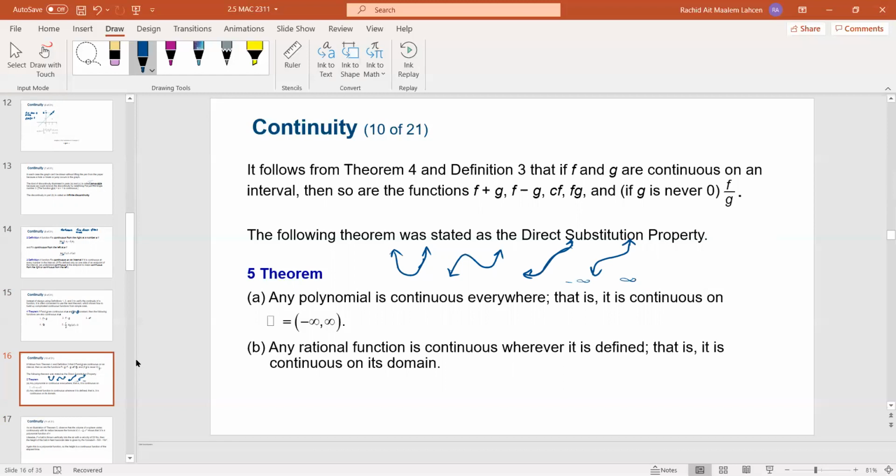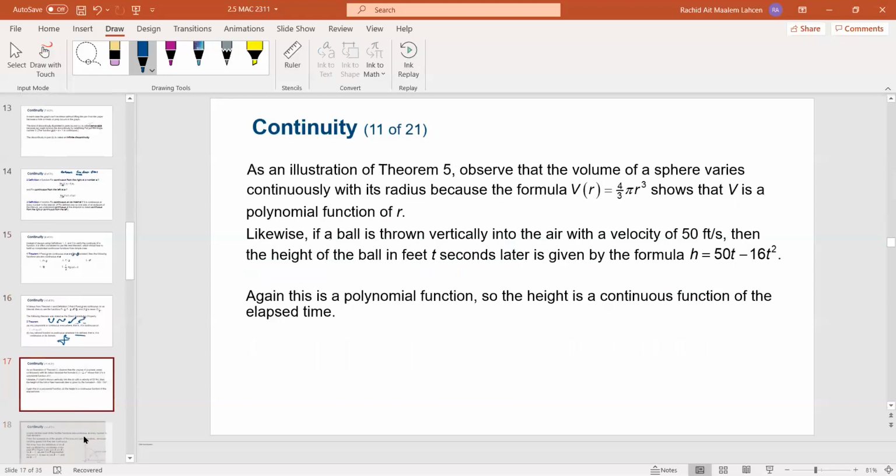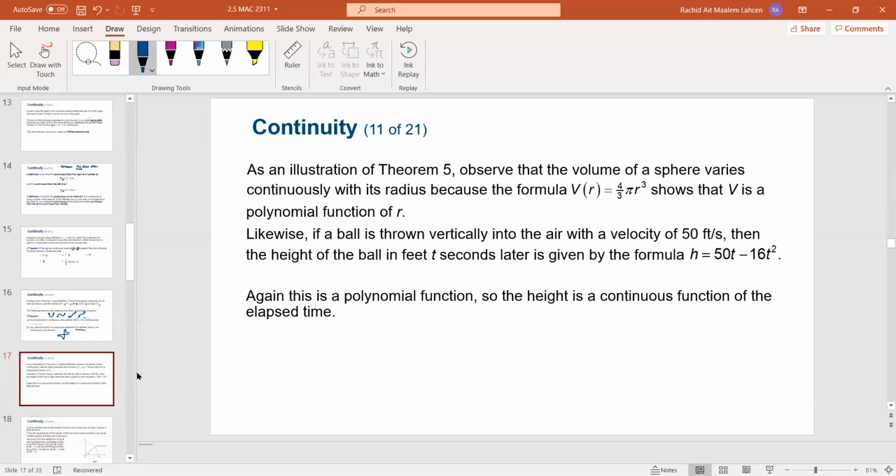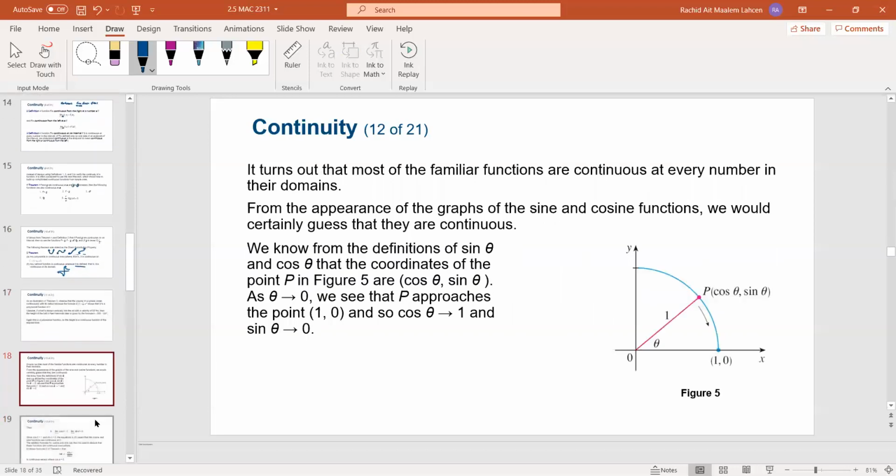Any rational function is continuous wherever it is defined. So rational functions, for example, if we do this way, it's defined here, it's continuous there. It's defined here, it's continuous there. So these are some to know. And there are some examples. And of course, cosine and sine are all continuous.